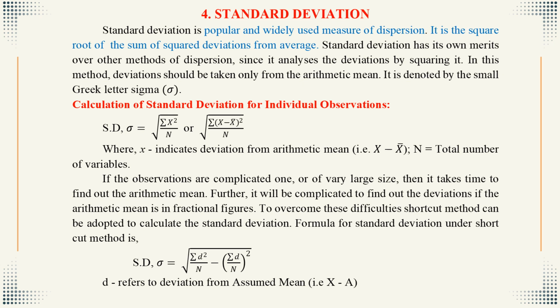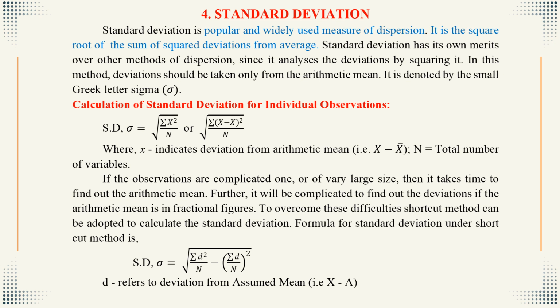Then calculation of standard deviation for individual observation. Standard deviation is, with the small sigma, square root of sigma x square by n, or square root of x square by n, where x indicates the deviation from arithmetic mean, that is x minus x bar. This kind of calculation has been done in the previous case also. N is the total number of variables.